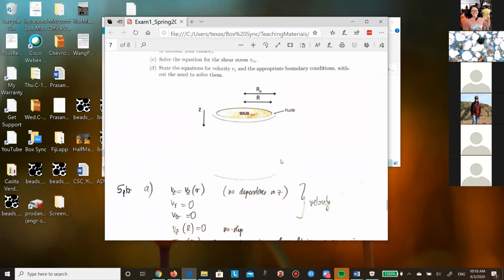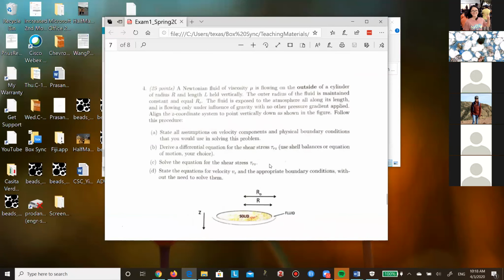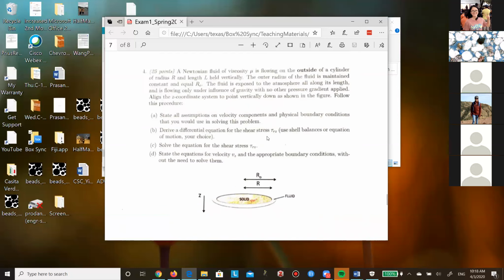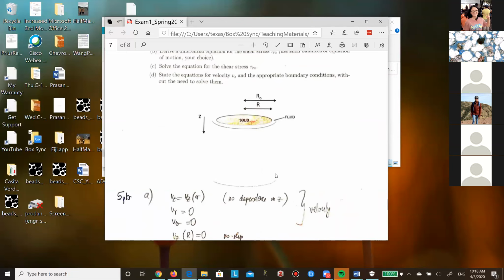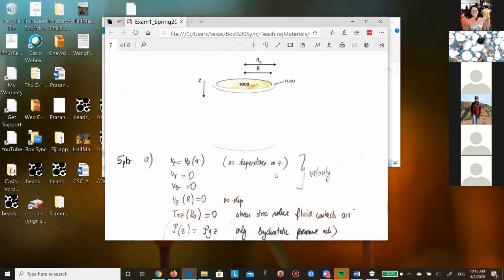So what I'm assuming in this problem is that my velocity is a function only of the radius, and I have only z direction velocity going down. I'm driven only by gravity, and there's no other pressure gradient applied. I'm basically open to atmosphere here and here. So my P0 and PL, if you will, are 0. And the only pressure gradient is rho gz. So I have that generalized pressure with only a rho gz term in it.